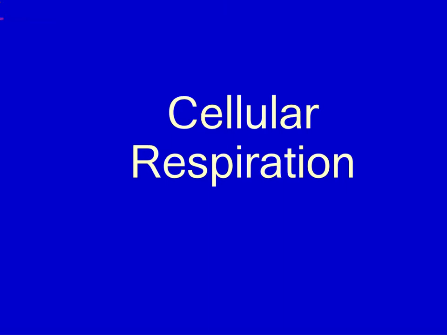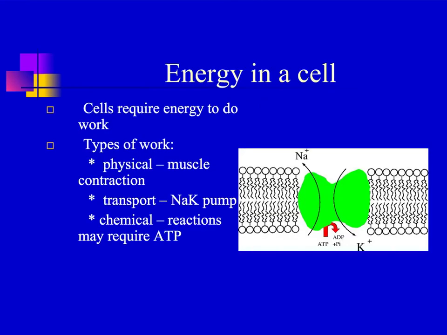Alright, these are going to be the notes of our cellular respiration. First of all, we know that there's energy in a cell, and we know that most of that is housed or produced in the mitochondria. And the reason there's energy in a cell is because cells require energy to do work. And there's 3 different types listed here.